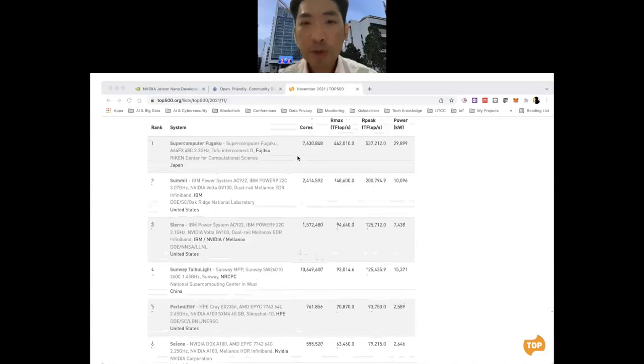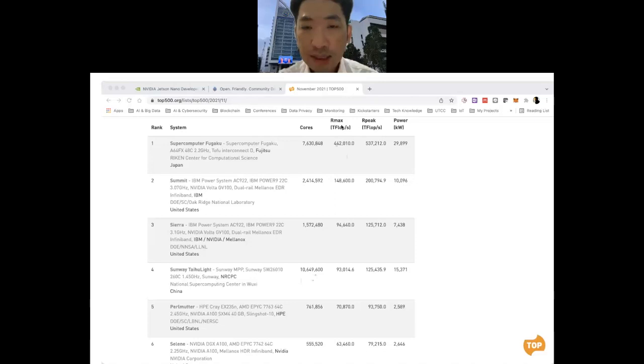You can see the number of cores. The number one supercomputer has more than 7 million cores. But you can look at the number 4 here. It has more than 10 million CPU cores. So the number of cores may not be able to tell you which one is faster. And what else?